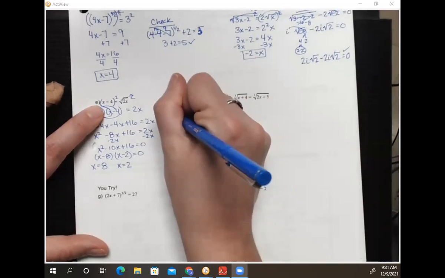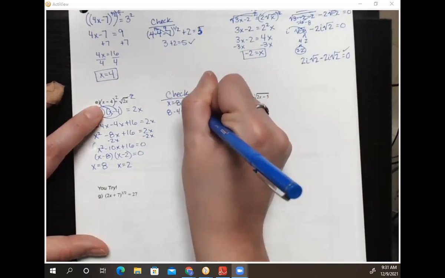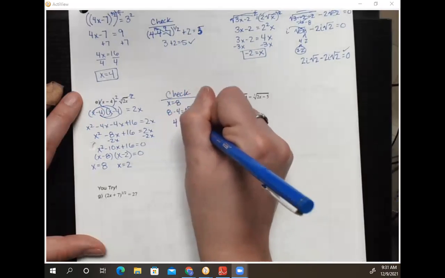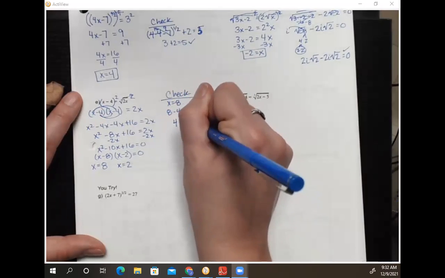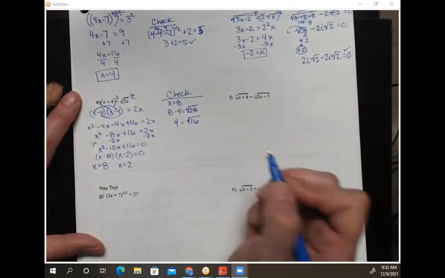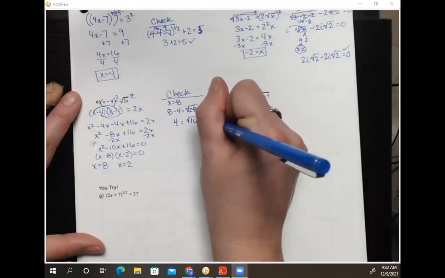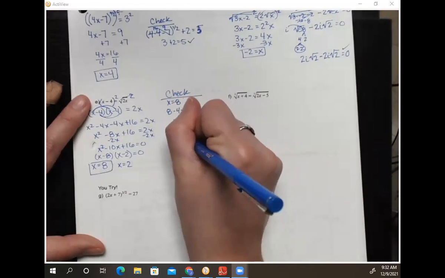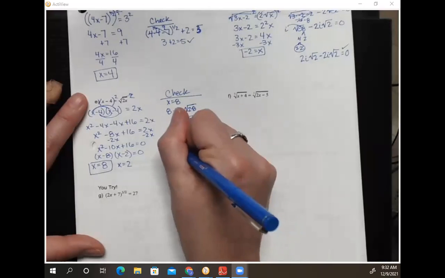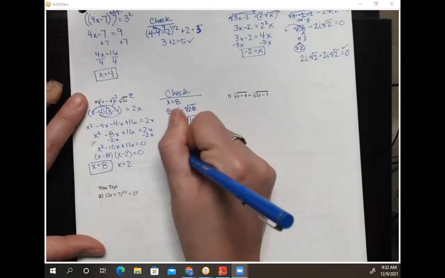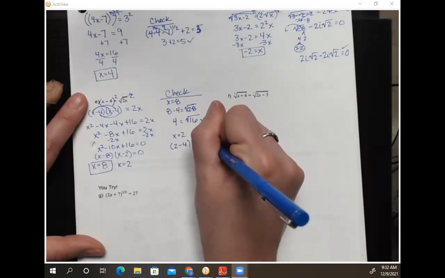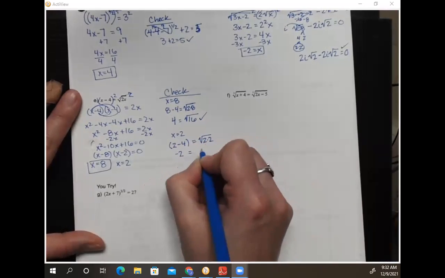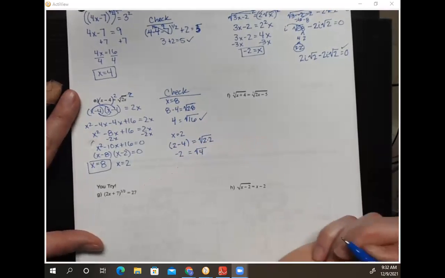So that would be 8 minus 4 equals the square root of 2 times 8. 8 minus 4 is 4. And then 2 times 8 is 16. So 4 is the square root of 16. Yep, that one works. And now I'm going to check x equals 2. So this would be 2 minus 4, need the parentheses there, equals the square root of 2 times 2. 2 minus 4 is negative 2. And this would be the square root of 4.